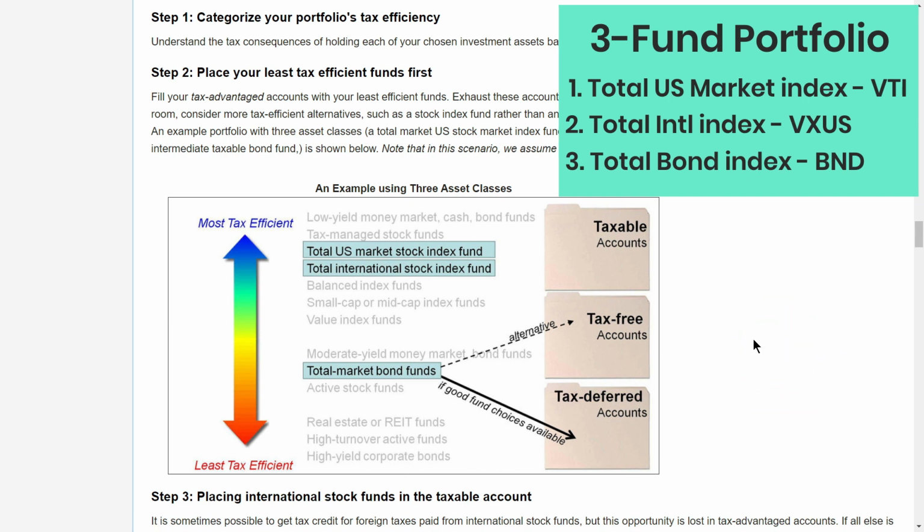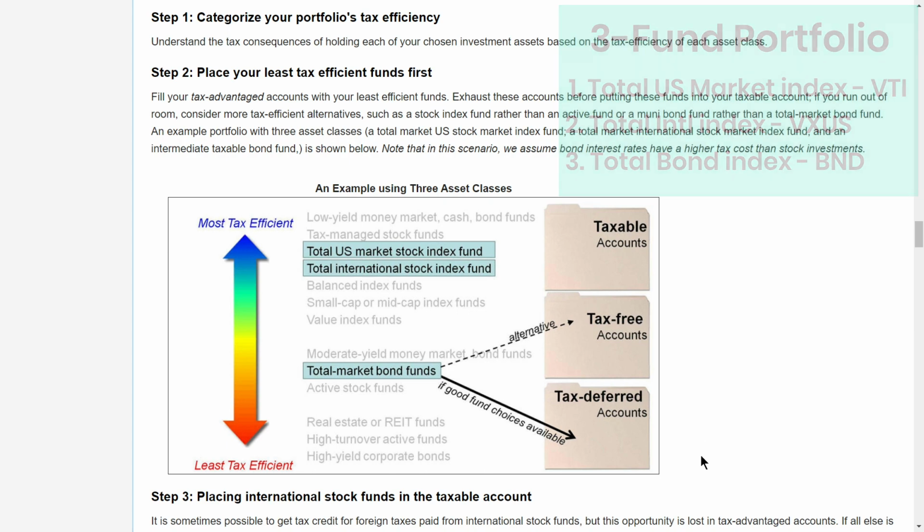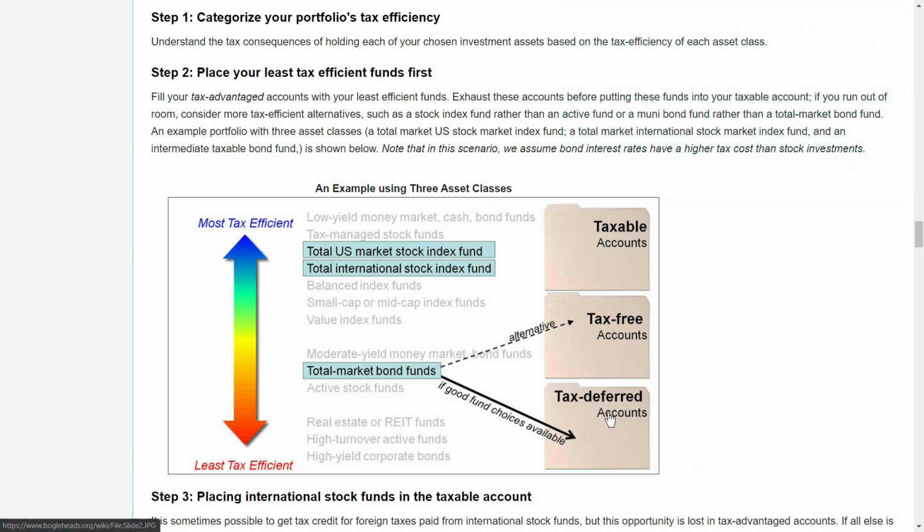So once we've understood the tax efficiency of our funds, let's take a look at the first real step, which is placing the least tax efficient funds first. And the least tax efficient fund out of the 3 in our portfolio is the total bond market, or BND ETF. And the total bond market, as we said, is moderately inefficient, so we want to put this either in our tax-deferred or in a tax-free account.